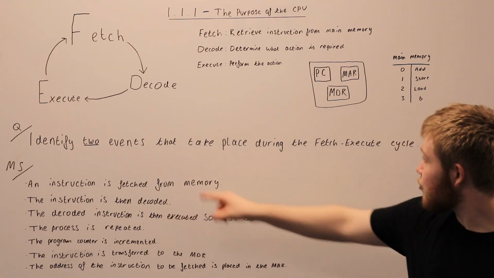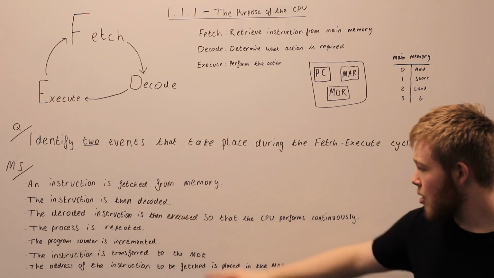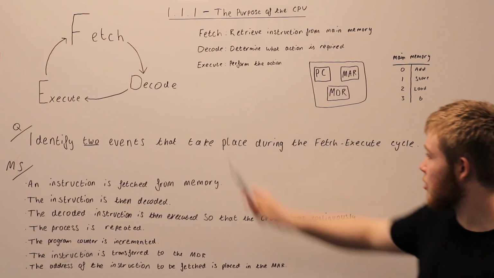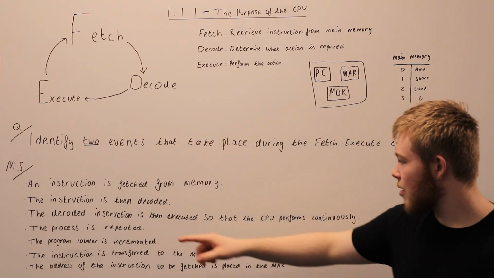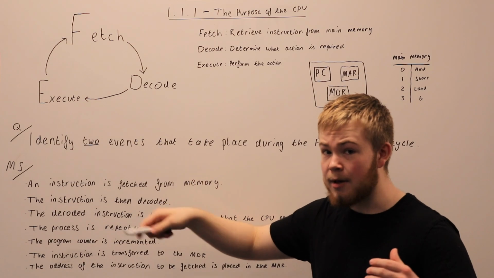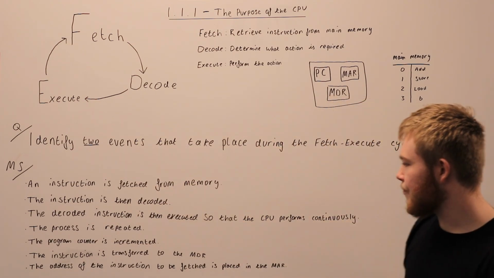An instruction is fetched from main memory, so we've covered that. The instruction is then decoded. The decoded instruction is then executed so that the CPU performs continuously, so it goes decode, execute. The process is repeated. Remember, this is a cycle. It's the fetch execute cycle. This is how the CPU runs. It goes fetch, decode, execute, fetch, decode, execute.